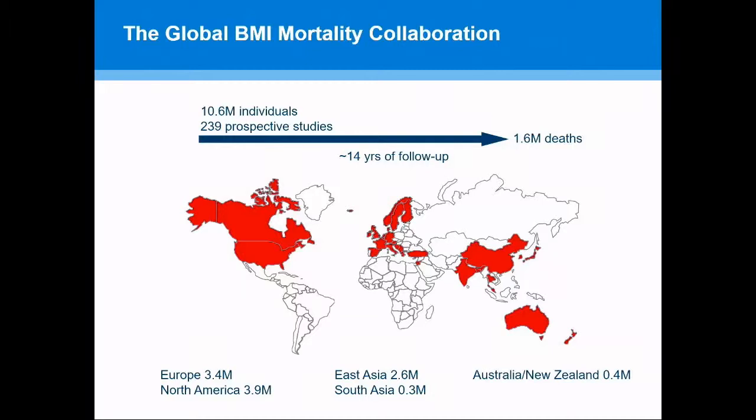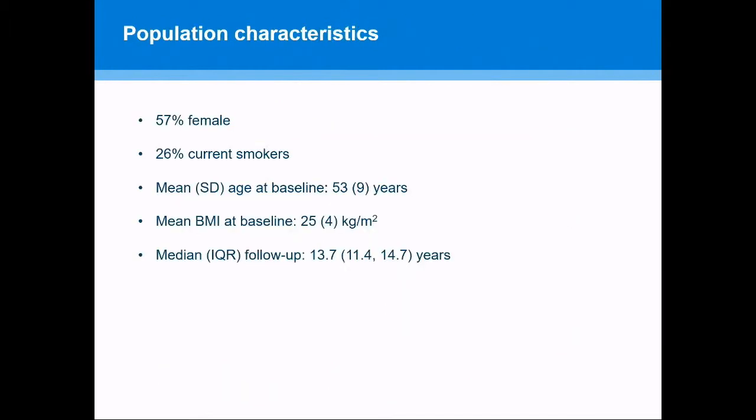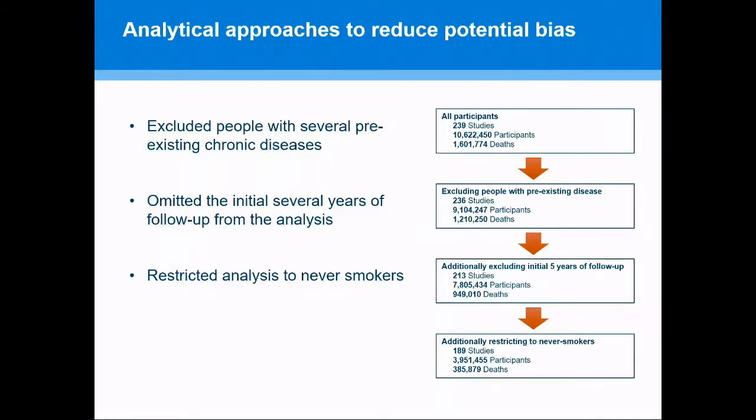The idea was to use this data to address more reliably the association between obesity, overweight, and mortality, and to disentangle the differences or potential similarities across different populations and subgroups. Overall the data set was about 50% female and 50% male, with about 26% current smokers, a mean age of about 50, and a mean BMI of about 25 kilograms per meter squared.